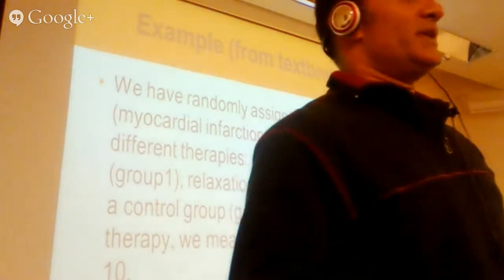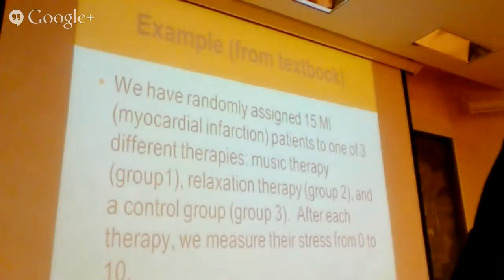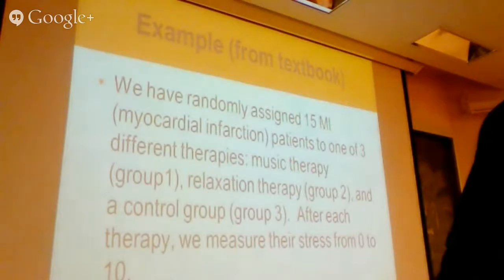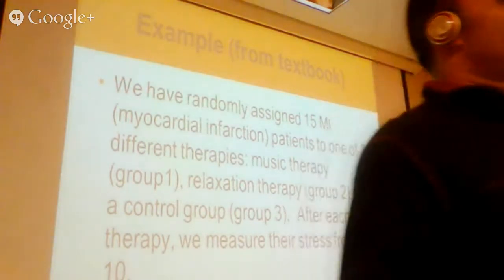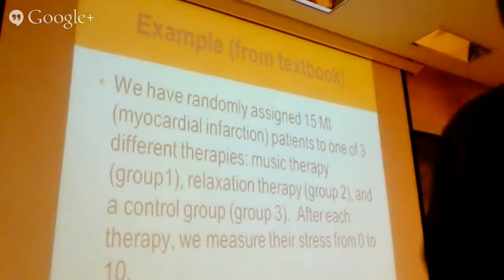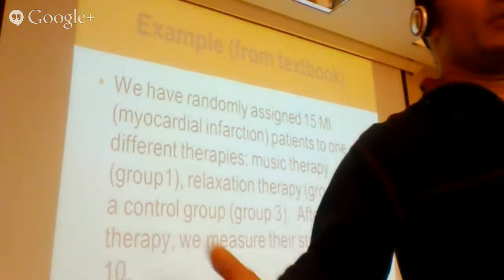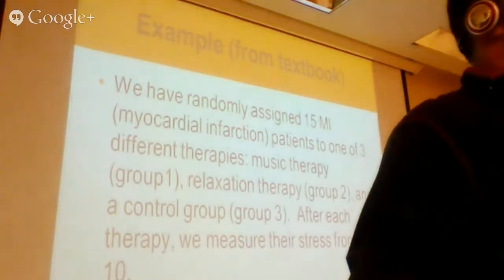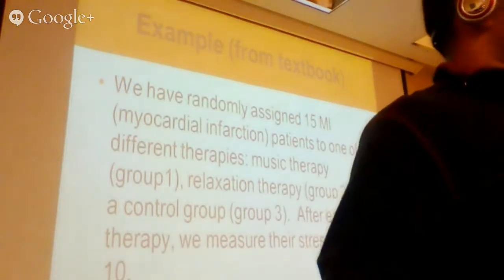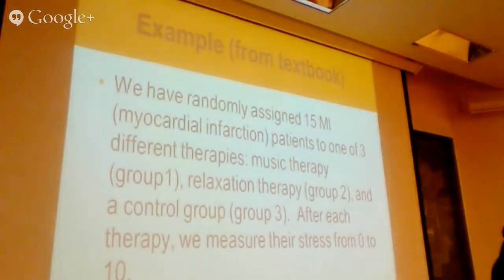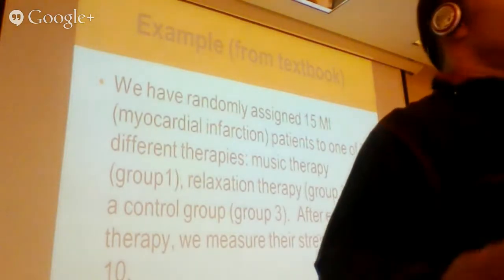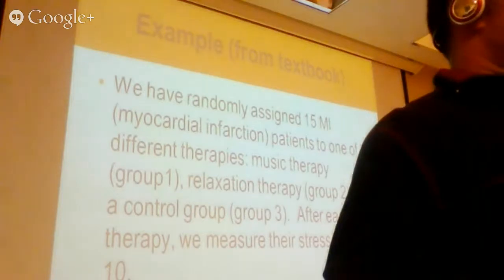So here's an example. This is from a textbook directly. We have randomly assigned 15 infarct patients. What's an infarct? Anyone know? Myocardial infarct? Thank you. Heart attack. Patients to one of 3 different therapies. Some are going to receive music therapy, some are going to receive relaxation therapy, and some are going to go to a control group who get no therapy at all. So group 1 is music, group 2, relaxation, group 3 is control. And after each therapy, we see how much stress they report on a scale of 0 to 10.